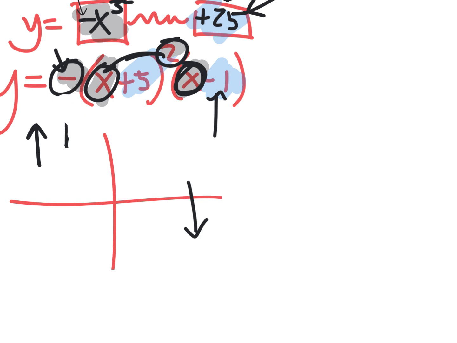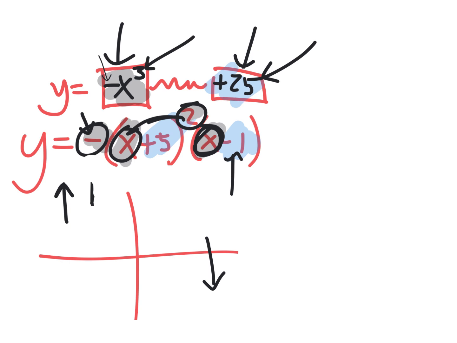It is on the screen, Daniel. What is the y-intercept? 25. 25. So I'm going to just put it at the top over here. You don't have to be perfect about making that exactly be 25. You can just say it's 25.